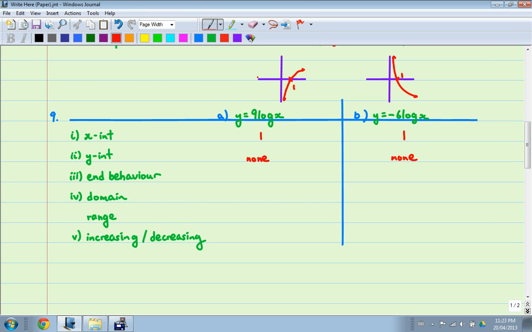The end behavior, you want to be very specific because it's moving from left to right. So if it is positive, it goes from quadrant 4 into quadrant 1. And if it's negative, it goes from quadrant 1 into quadrant 4.